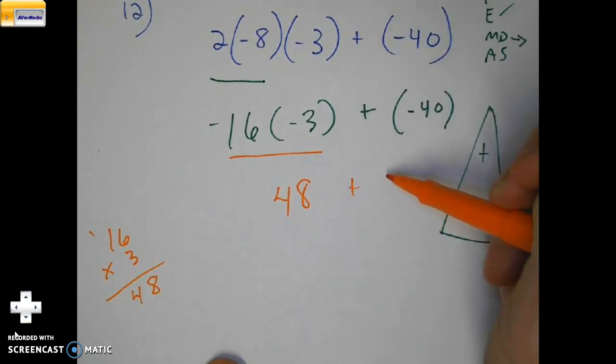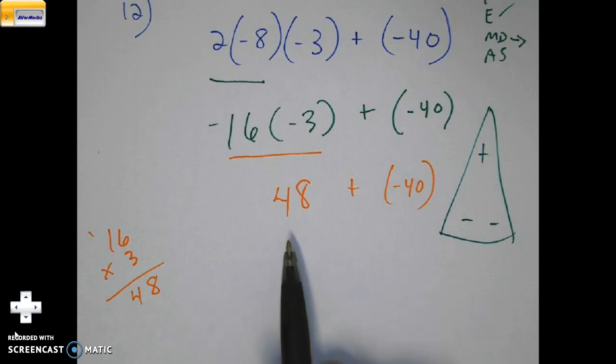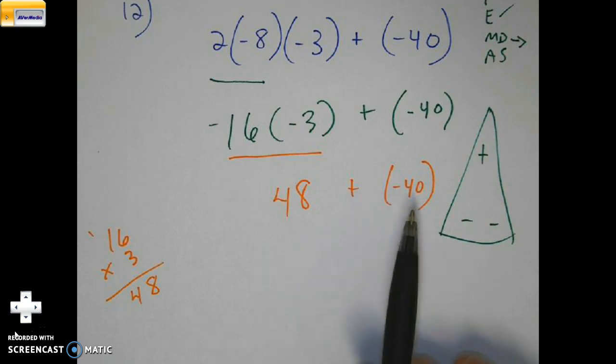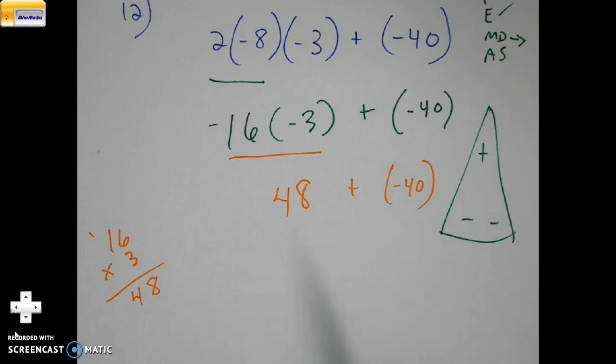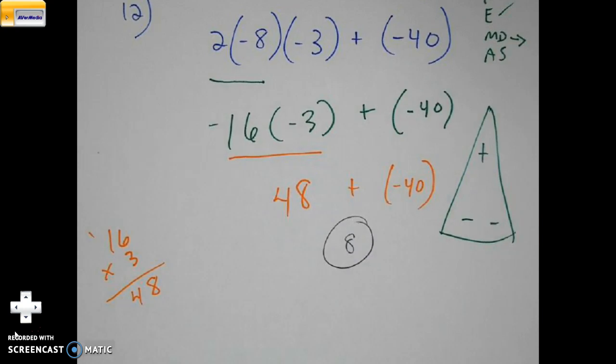So I have 48 plus 40. Now this one, let's just do this in our head because we can do this. Very, very simple. You have $48 in your pocket, and you just went and bought a video game that cost you 40 bucks. So after you pay for the video game, how much money do you have left? Your answer should be 8.